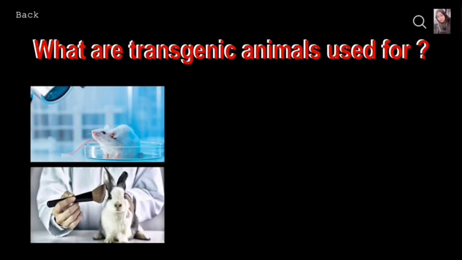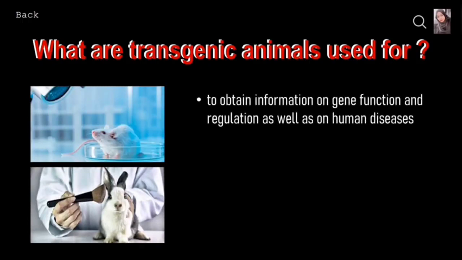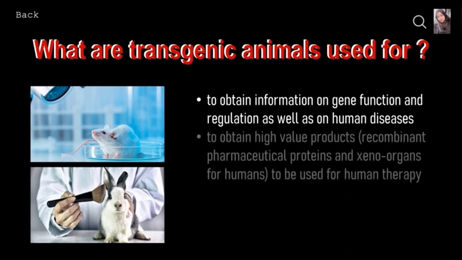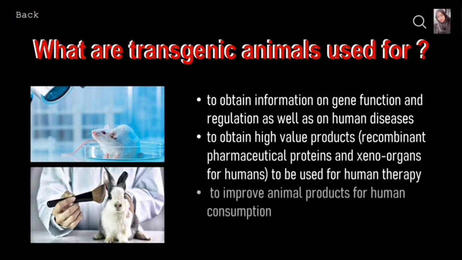What are transgenic animals used for? Applications of animal transgenesis may be divided into three major categories. First, to obtain information on gene function and regulation as well as on human disease. Second, to obtain high-value products to be used for human therapy. Third, to improve animal products for human consumption.